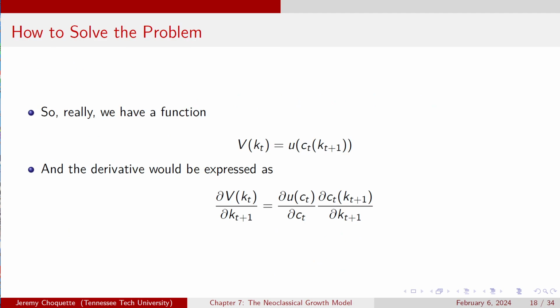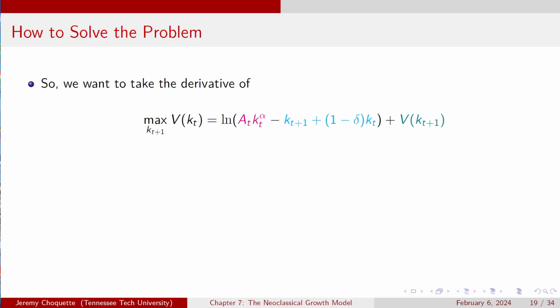So if you've got a function like v of kt is like u of ct of kt plus 1, well, I need to get the derivative of v of kt with respect to kt plus 1. I need the derivative of my utility of consumption with respect to consumption times the derivative of that constraint, which is consumption as a function of other stuff, with respect to kt plus 1.